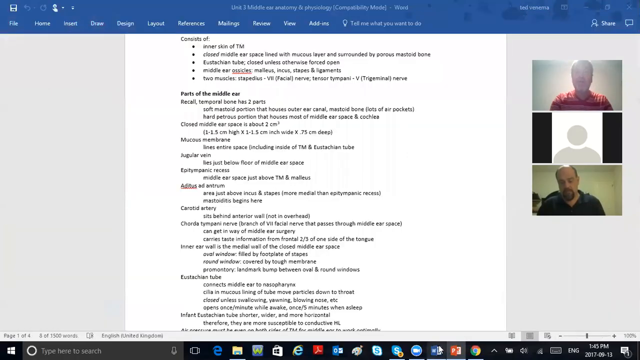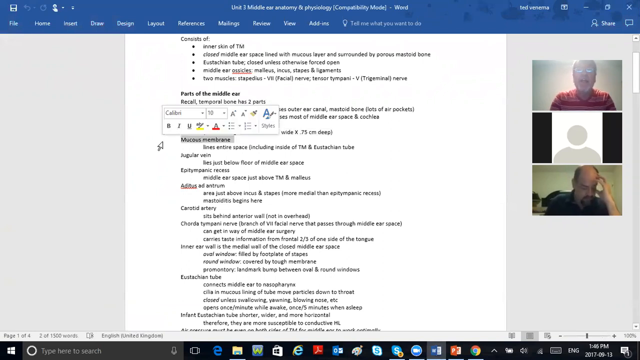Let's go back to our notes and make sure we're following closely here. So we keep the PowerPoint and the notes in constant sequence with each other. Don't worry about memorizing the height and the depth of the middle ear space. I really don't care. Just remember it's about the size of a sugar cube, okay?